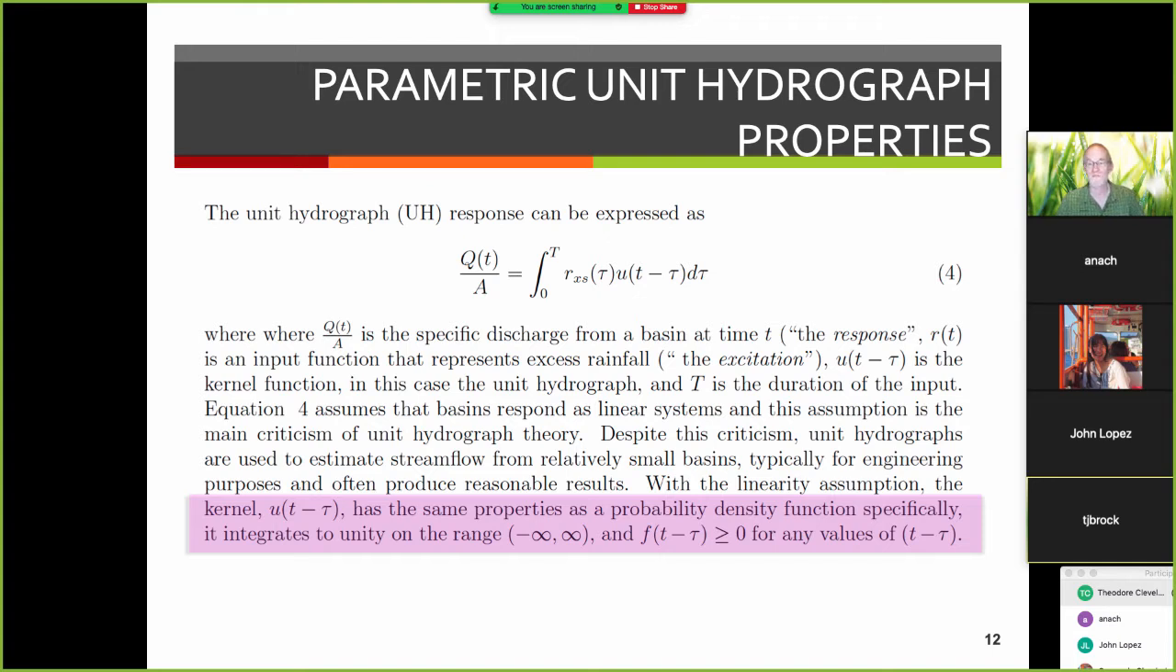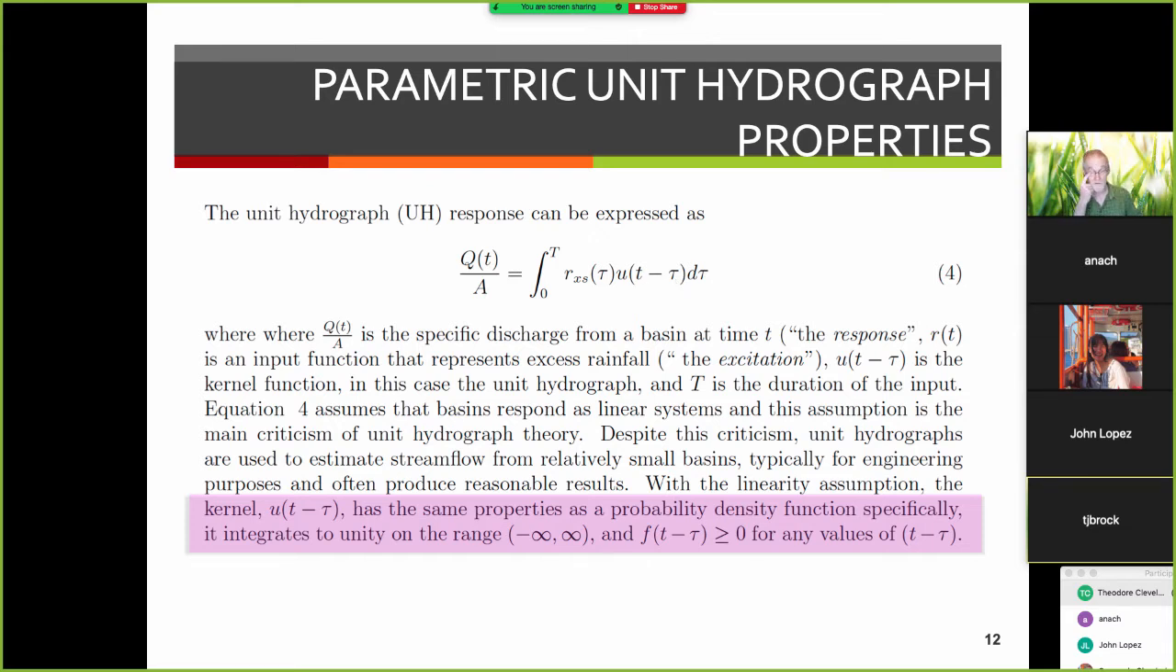So the input function is R, the rainfall, and here it's subscripted with excess to remind you that it's excess rainfall. And then U is the kernel function. It's called a kernel because this particular mathematical operation is integrating a kernel and a forcing function, and it's called convolution.